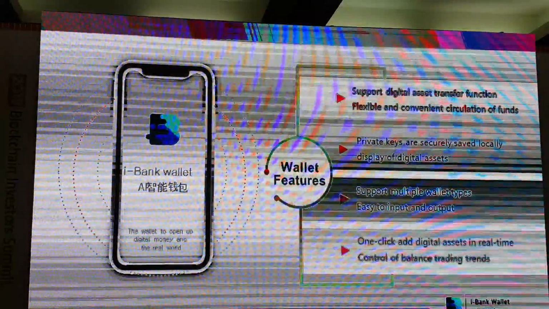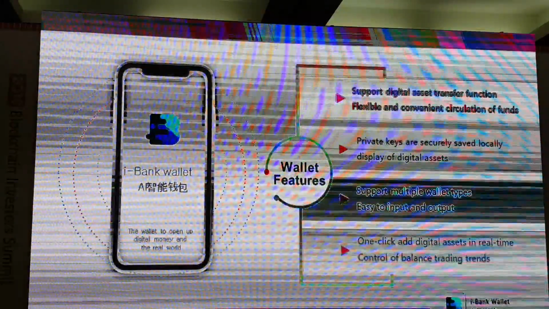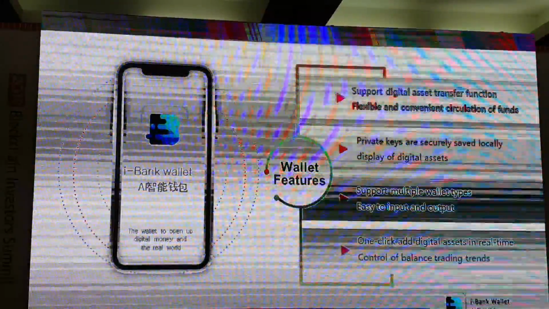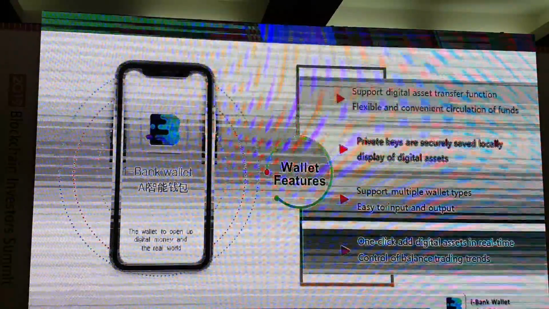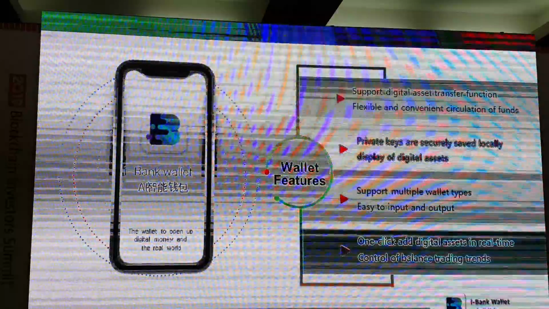So the point of ibank, intelligent bank, is you've got everything in your pocket, right here in your hands. No need to go to the bank, just open it up and you have the whole world of blockchain solutions.